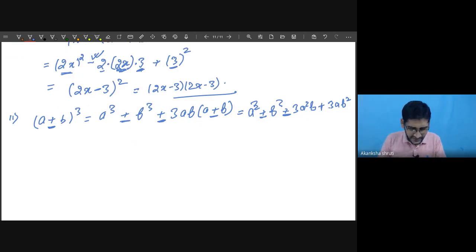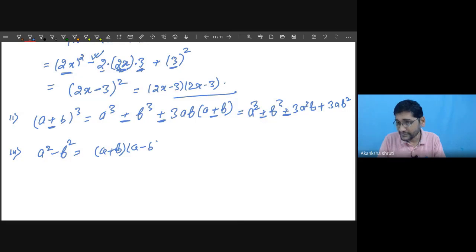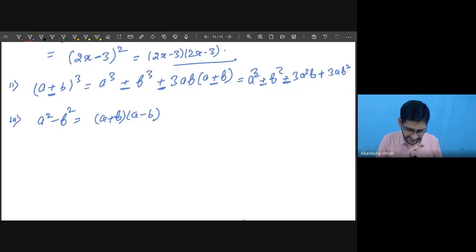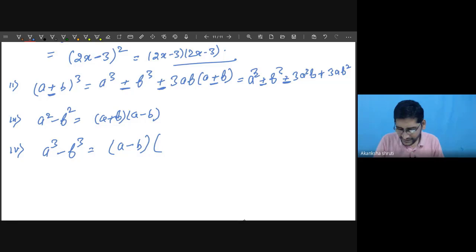The another one is, if we have a square minus b square, it can be factorized as (a plus b) into (a minus b). Okay, student? Then the fourth one, if we have a cube minus b cube, then we can write it as (a minus b) as one bracket. In the other bracket, we have a square plus of ab plus of b square. Okay, student? It is this one.